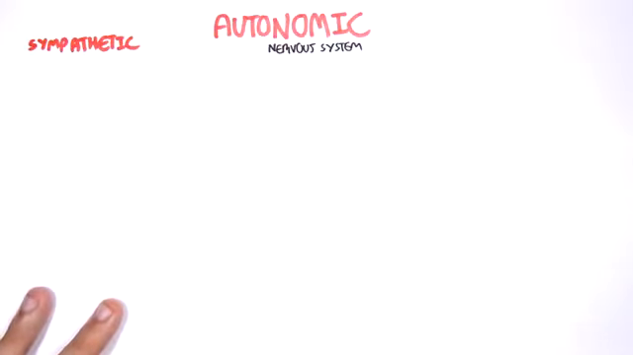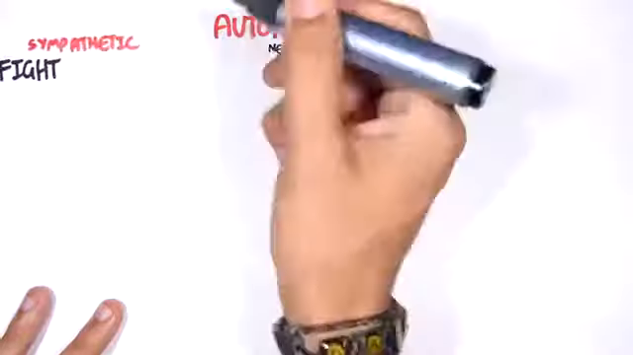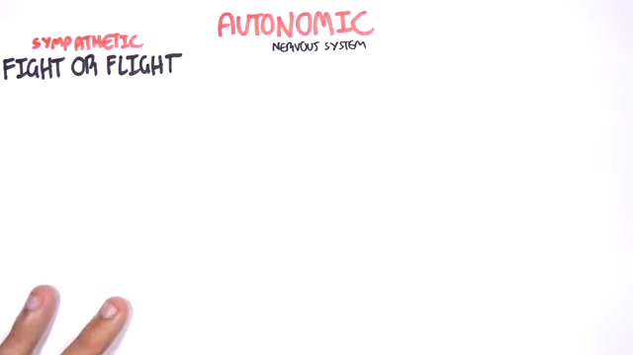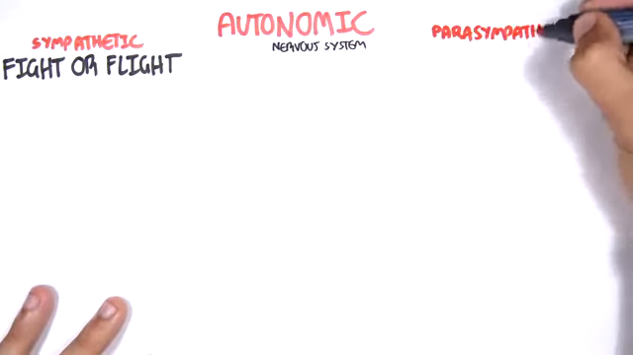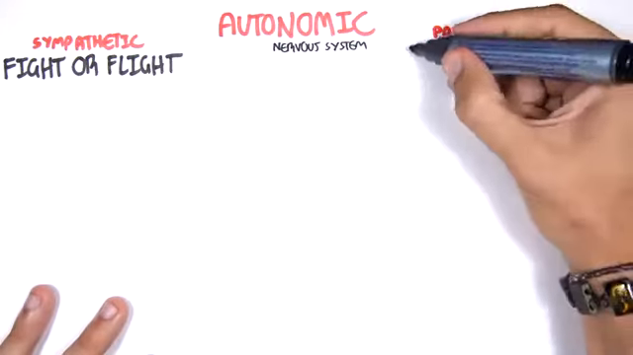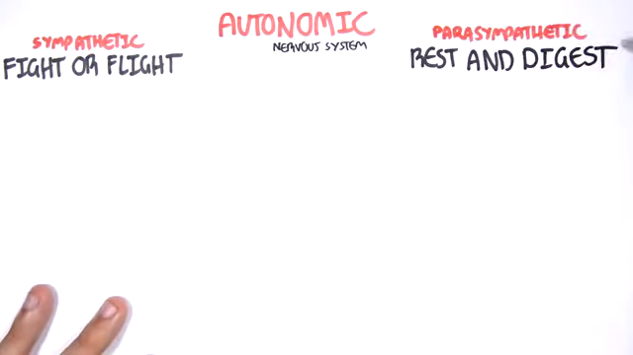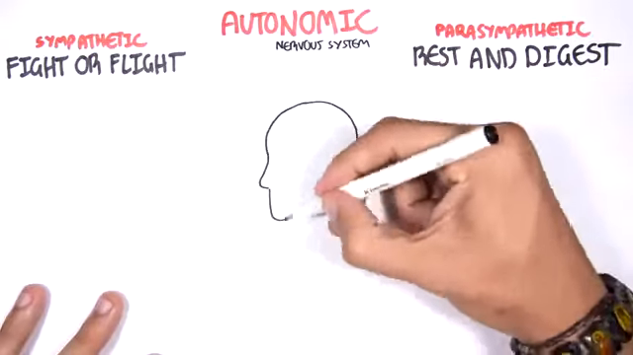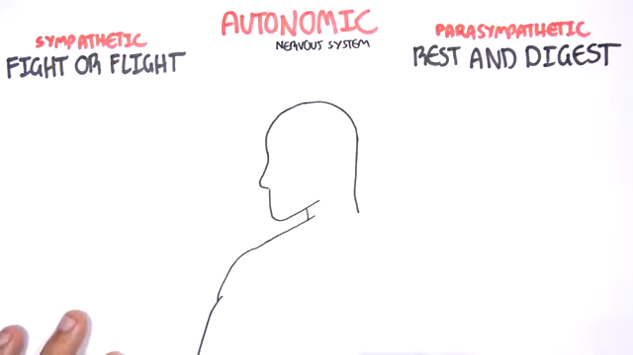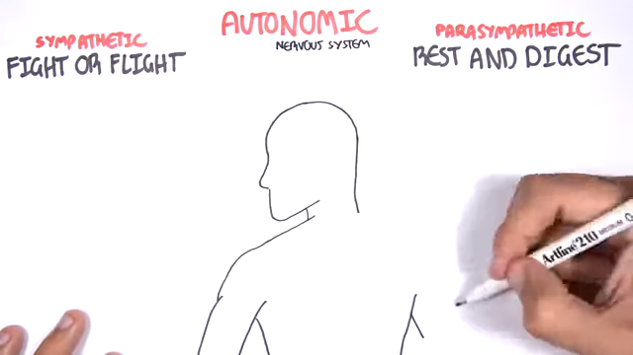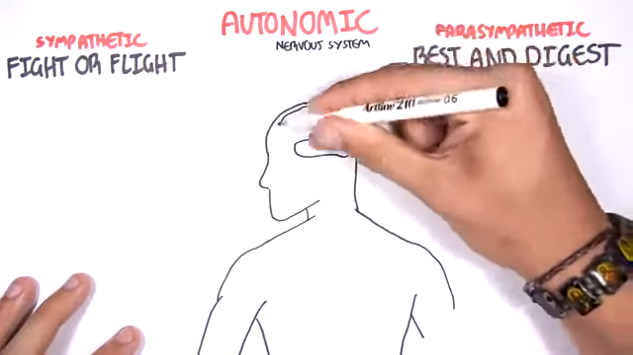The autonomic nervous system can be divided into the sympathetic nervous system, also known as the fight or flight response, and the parasympathetic nervous system, also known as the rest and digest response. The autonomic nervous system is involuntary control of body tissues. It arises from the central nervous system, which is our brain and spinal cord basically.